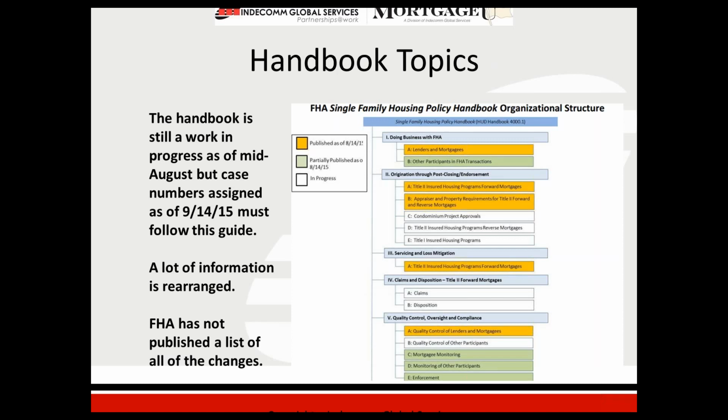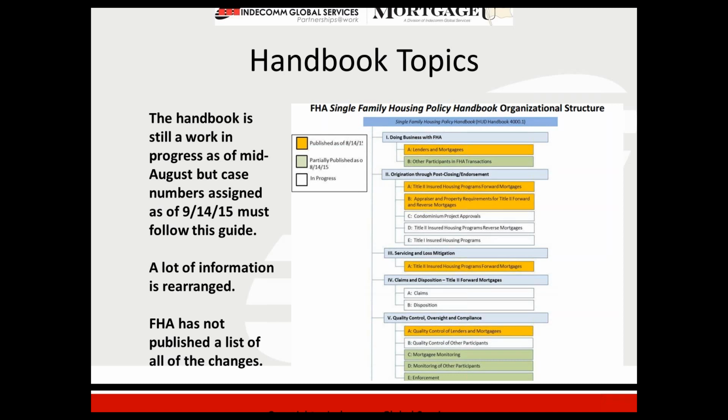But you're going to be focused more on Section 2, which is origination through post-closing and endorsement, where it's going to outline details for documentation requirements, credit, income, assets. Appraisal details are contained in there as well. There's even a section for condo project approvals and so forth. So this is a section that is effective for case numbers ordered on or after 9/14 of 2015.